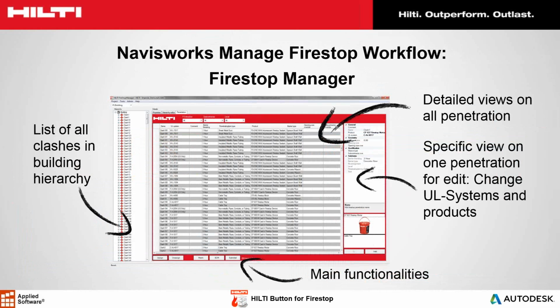So looking at this Firestop Manager, it's easy to read. On the left-hand side, we have all the clashes that are listed in their hierarchy in the building. The bottom of the screen has the main functionalities, and in the middle lists all the clashes with an assigned UL system solution. On the right-hand side, if we select a specific row, it will show you the specific solution, and the user has the ability to change a UL system and product based on their own experience.